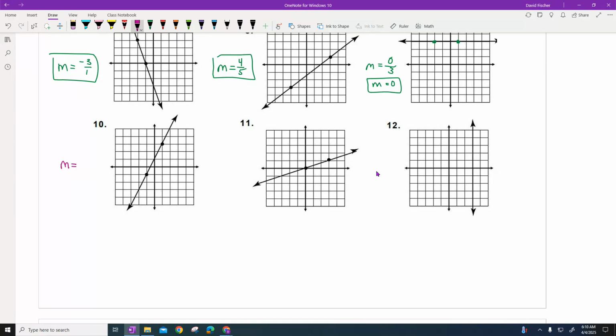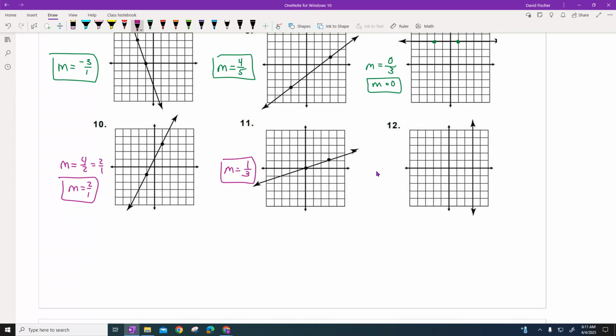I'm going to go up 1, 2, 3, 4 over 1, 2. But that can be reduced. 2 goes into both of them, 2 over 1. So I hope you reduced. Well, we'll just write our answer nice and clean here, okay? m equals, that's a positive slope. I go up 1 over 3.